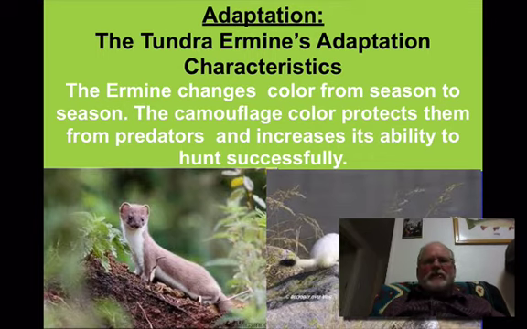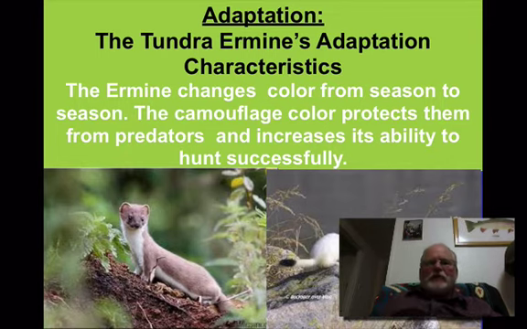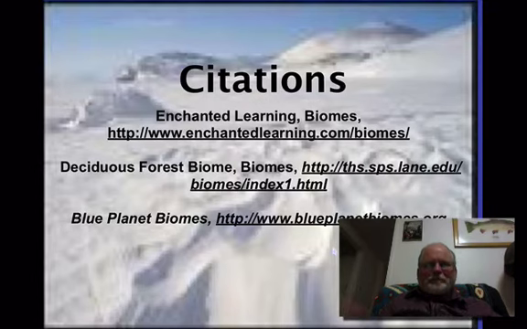My adaptation is the tundra ermine's adaptation characteristics. The ermine changes colors from season to season. The camouflage color protects them from predators and increases its ability to hunt successfully. He's brown in the summer and white in the winter.